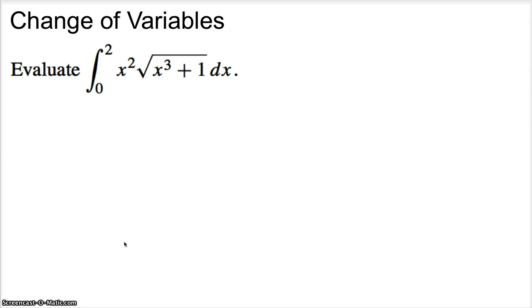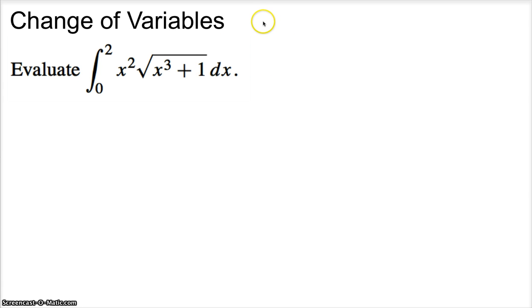Okay, the change of variables technique will be used here to evaluate this definite integral. So we have limits of integration here from 0 to 2. So this is basically the substitution method, which we've already covered, just that we have to do one extra step. We have to change these limits of integration here as well. So let me show you that.